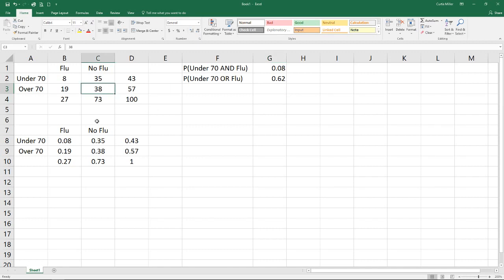We have only 38 people in our group who fit in neither of those, who were both over 70 and did not have the flu. That adds up to our 100%.